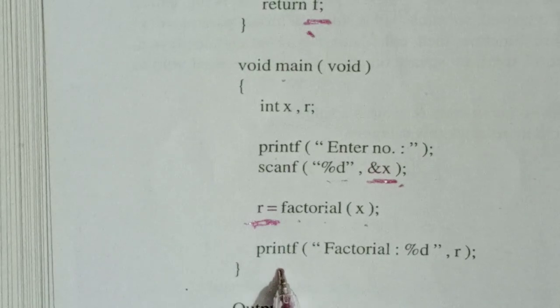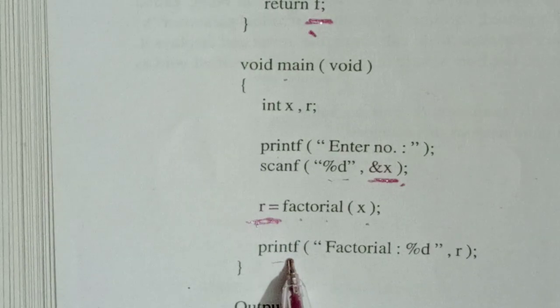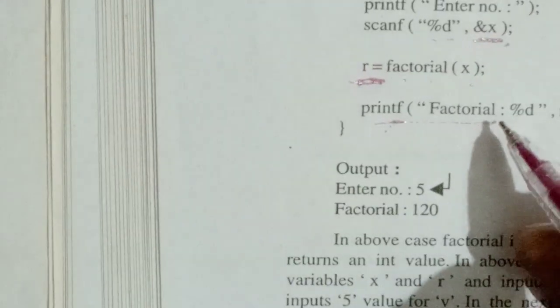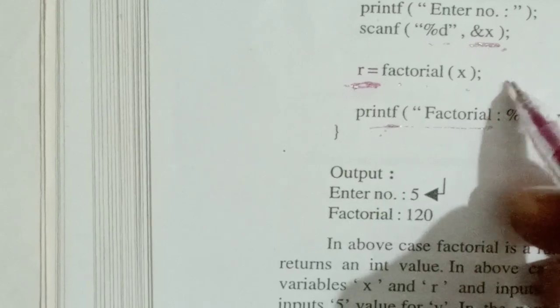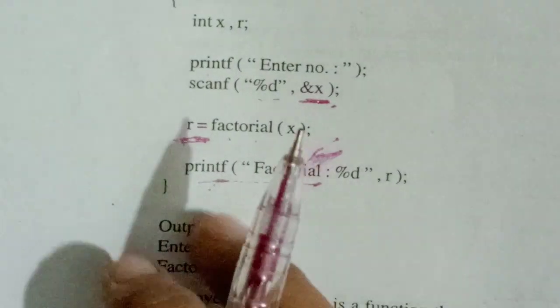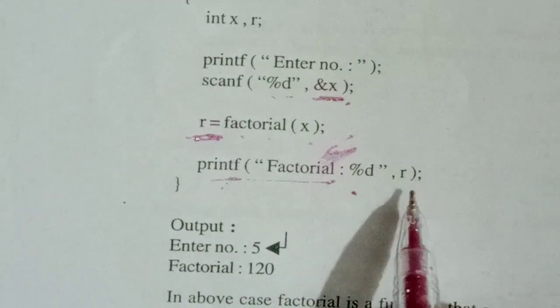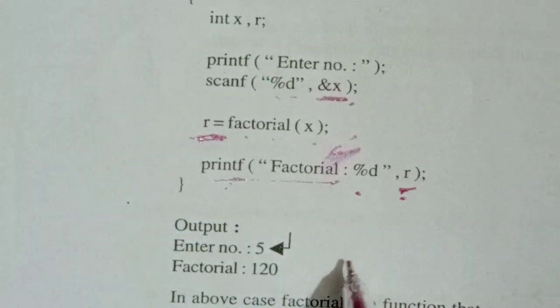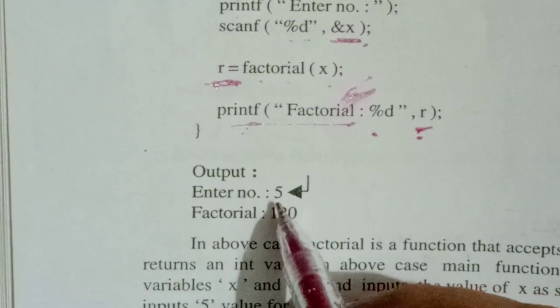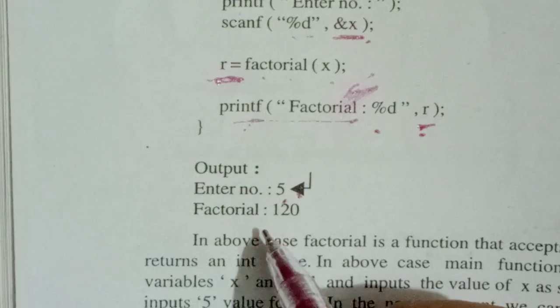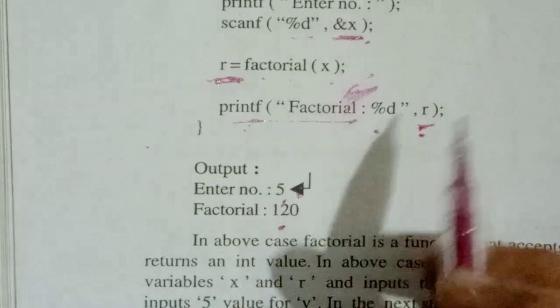After calling that function, the block will be executed, and finally after the function call the control will again come back to the main program, to the next statement, and we are printing here printf factorial equals %d comma r, because r is storing the value of factorial. Now in the output, suppose I am entering the number 5. The factorial of 5 is 120.